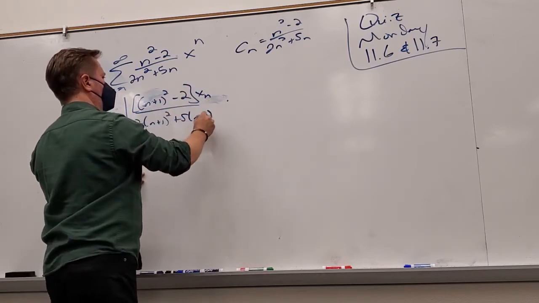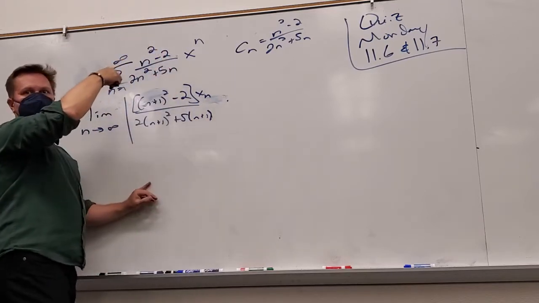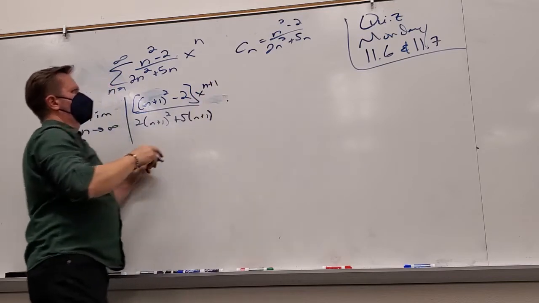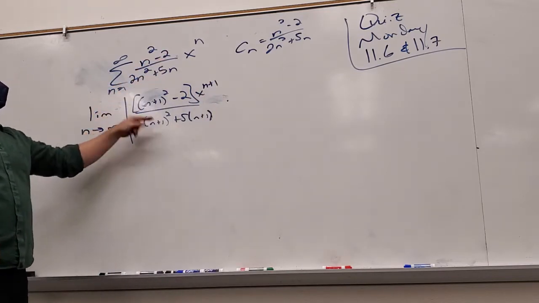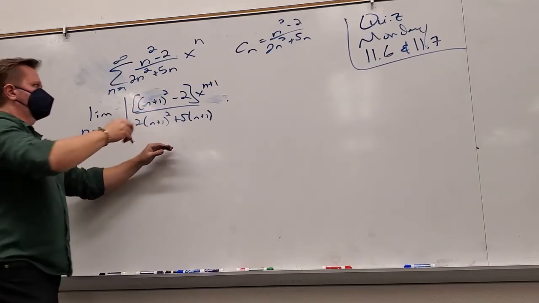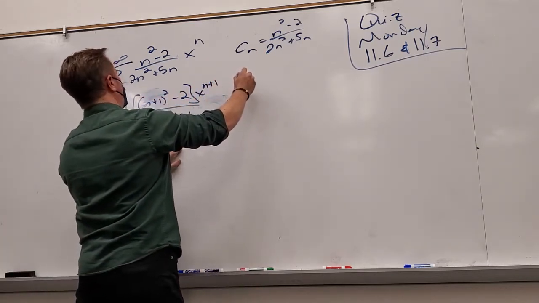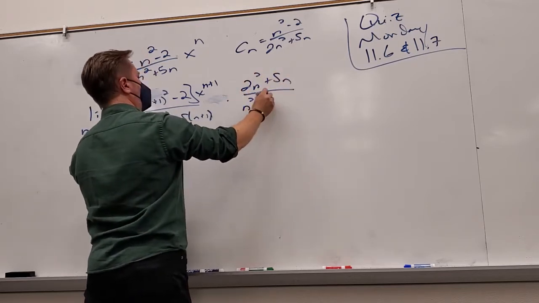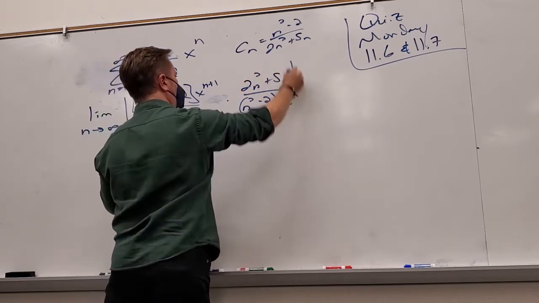Times this, right? The reciprocal. X to the n plus 1. So this is putting all the n's, making them n plus 1s, right? Times, let's see, 2n squared plus 5n over n squared minus 2 times x to the n.